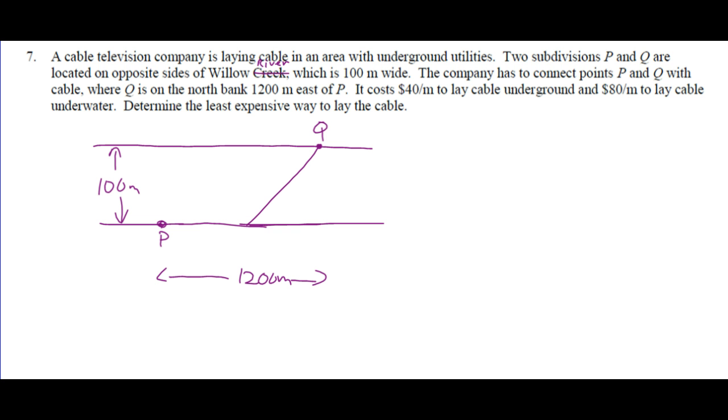And we'll make this distance x. We'll call this distance y. That'll make this distance 1,200 minus x. So we're going to lay cable 1,200 minus x meters underground, and then we're going to cross the river and lay y meters of cable across the river at a certain angle. Okay. So least expensive way to lay the cable. So we'll let C be the cost of laying the cable.